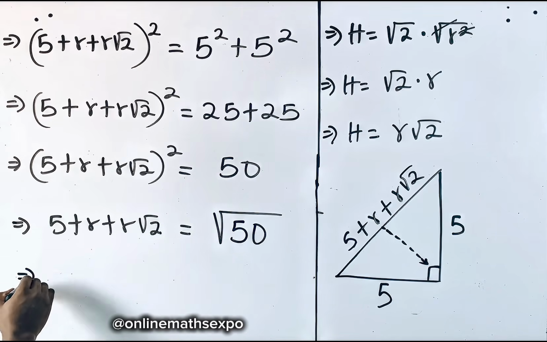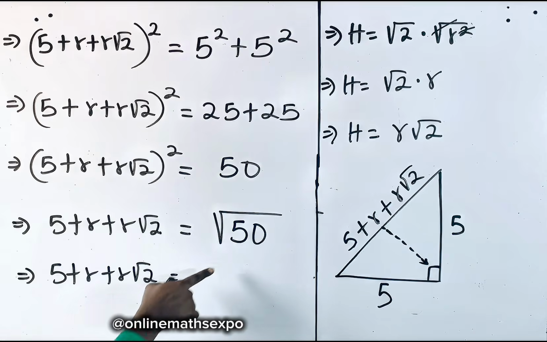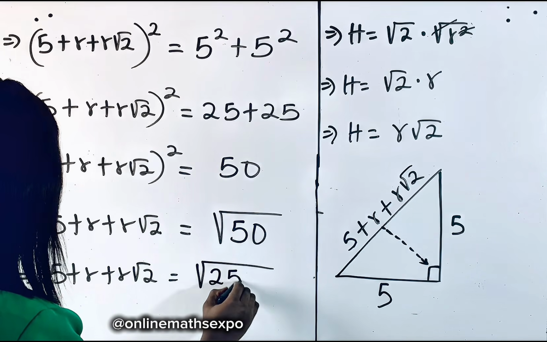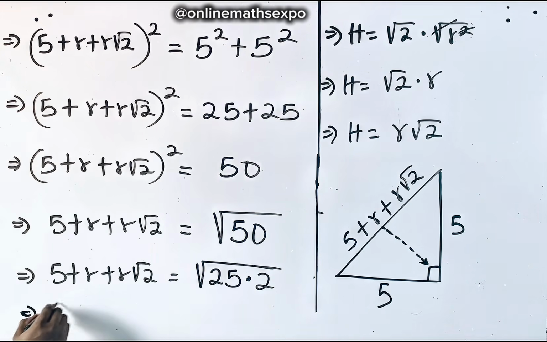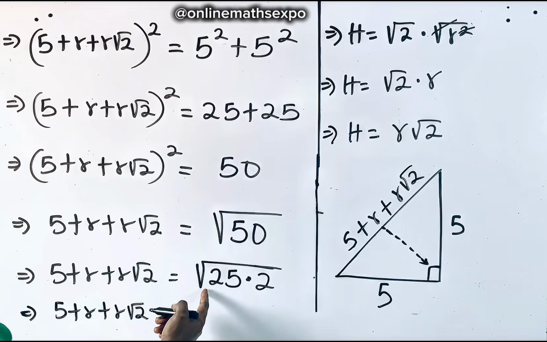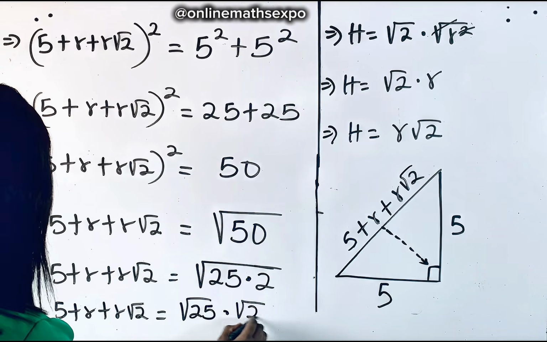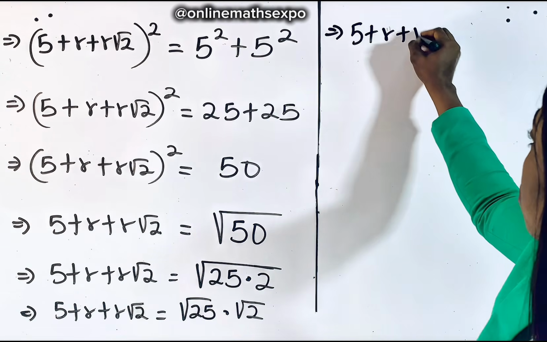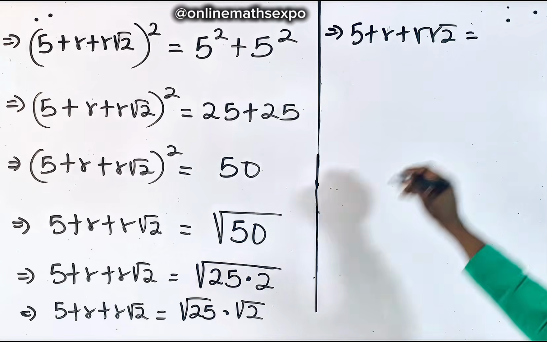And this will give us 5 plus r root 2 is equal to, remember that 50 is the same as 25 multiplied by 2. And this will give us 5 plus r root 2 is equal to root of 25 multiplied by root 2. We keep solving to have 5 plus r root 2 is equal to, the square root of 25 is 5.